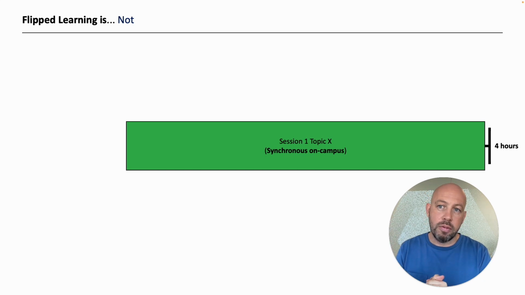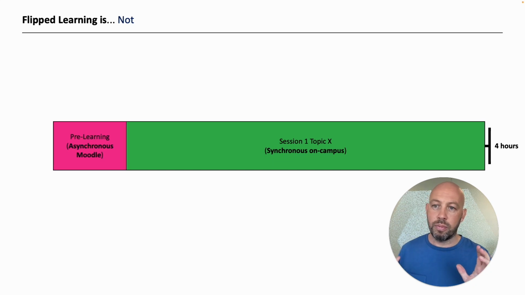But one of the fundamental starting points, I think, when it comes to designing flipped learning is to not make this mistake. So many educators, whether it's a 4 hour, 3 hour, or 1 hour session, have an existing session and they want to do it flipped, so they add on some pre-learning in the online space. This is a big no-no.